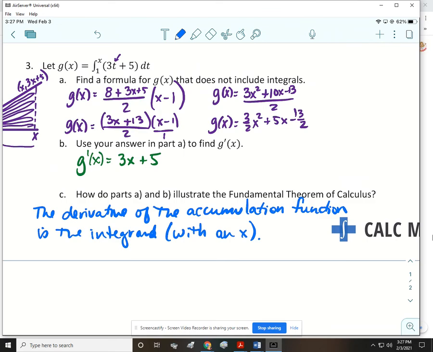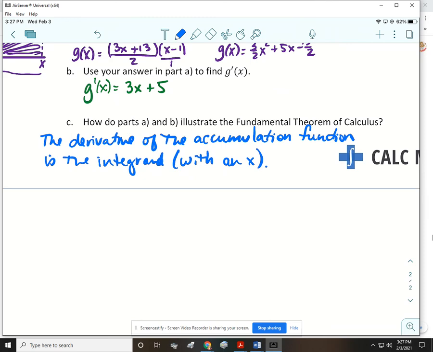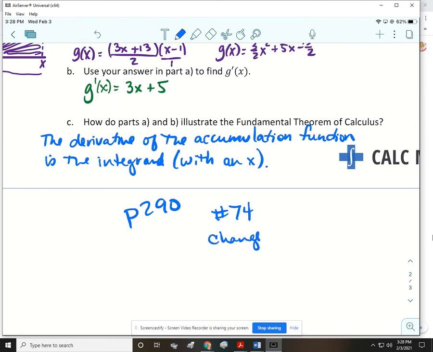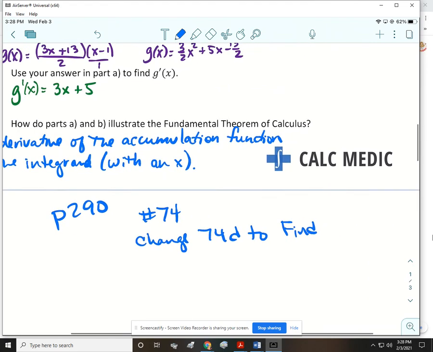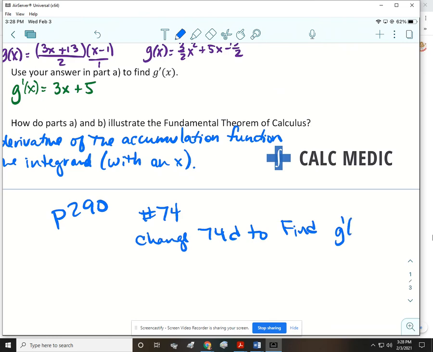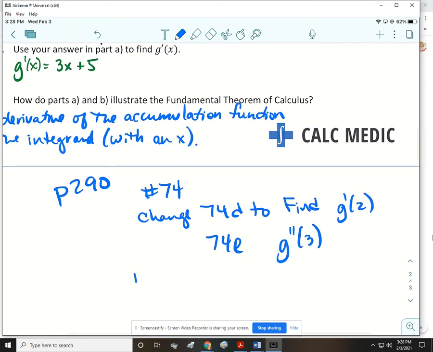All right. So what I want y'all to do for your assignment is on page 290. Now, I want you to do number 74, but I want you to change it. So I know this is kind of weird. But I want you to change 74D to find g prime of 2. And then I want 74E to find g double prime of 3. All right, and then I also want you guys to do 81 through 86.